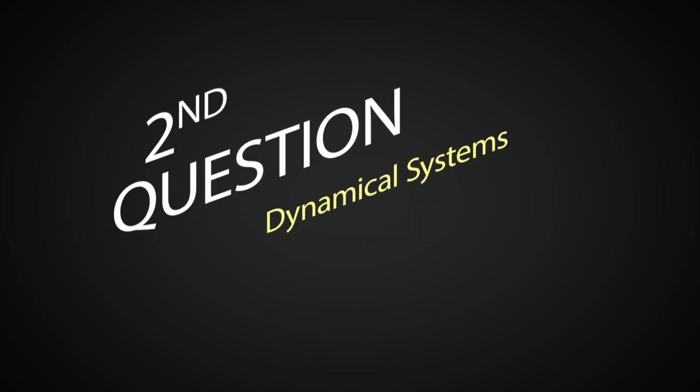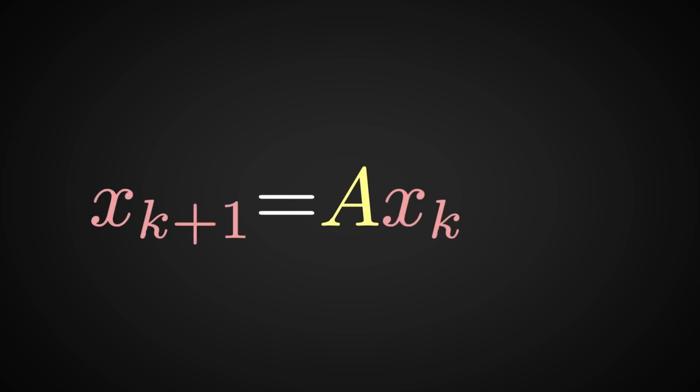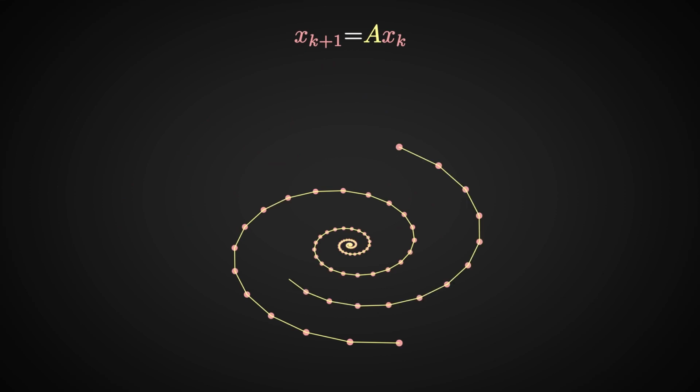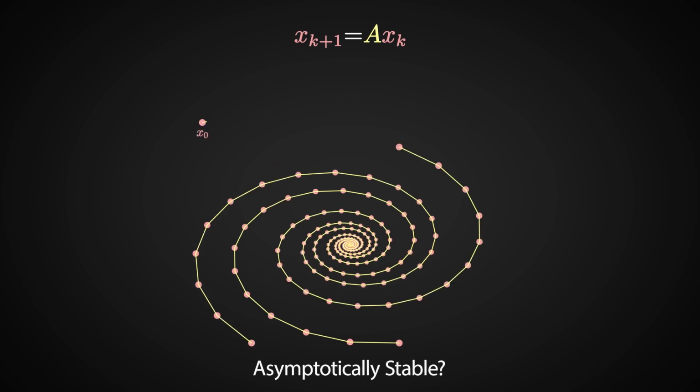The second question is from dynamical system theory. Given a square matrix A, can you tell whether the linear dynamical system given by xk plus 1 equals A times xk is asymptotically stable? That is, can you prove or disprove that for any given initial condition, if you keep multiplying by A, you always converge to 0?